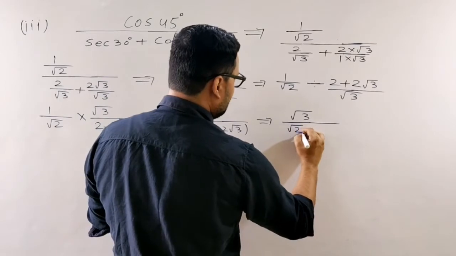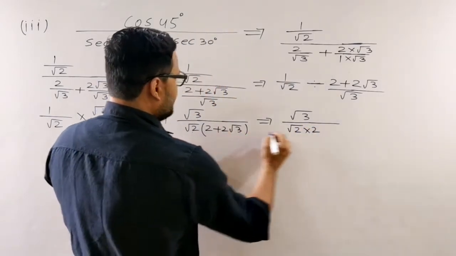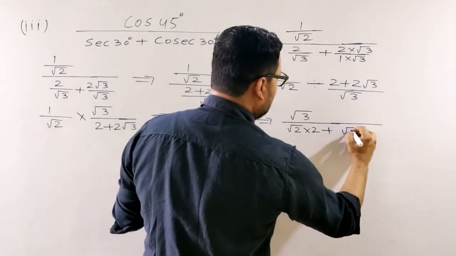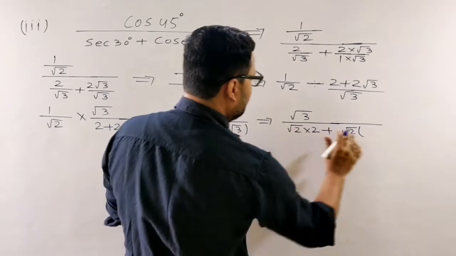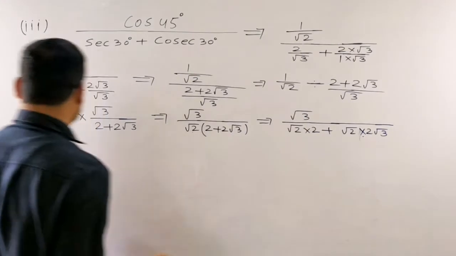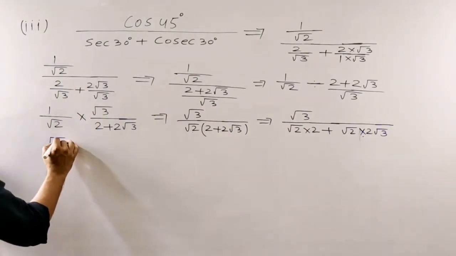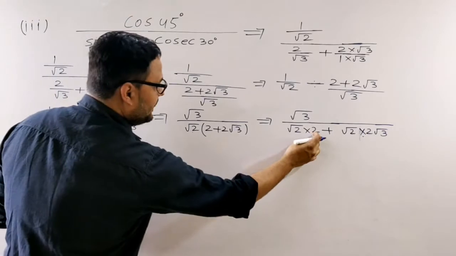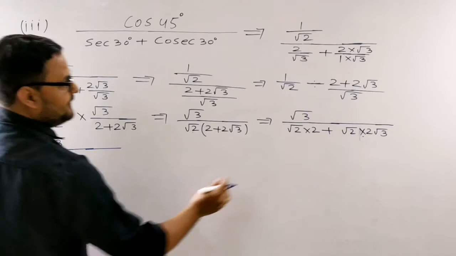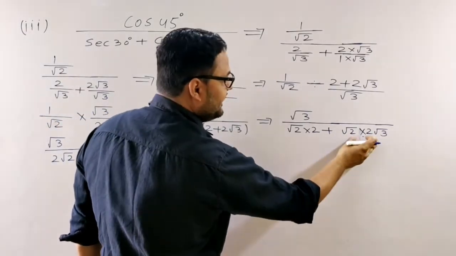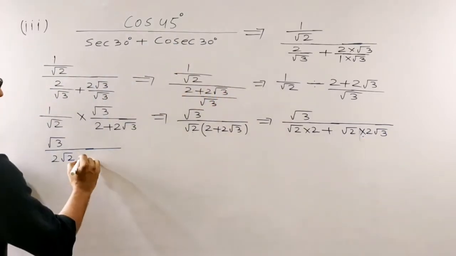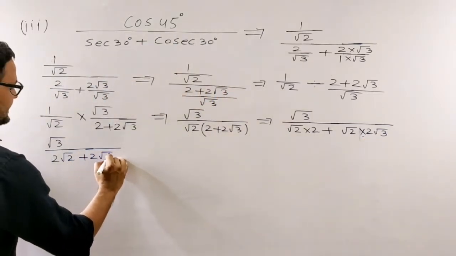I'll write one more step: root 2 into 2, this into this, and plus root 2 into this. It means root 2 into 2 root 3. Now what will I get? I will get root 3 and divide 2 into root 2, that is 2 root 2. Then 2 root 3 into root 2, then root 3 into root 2, root 6, 2 into root 6. It means we got plus 2 root 6.